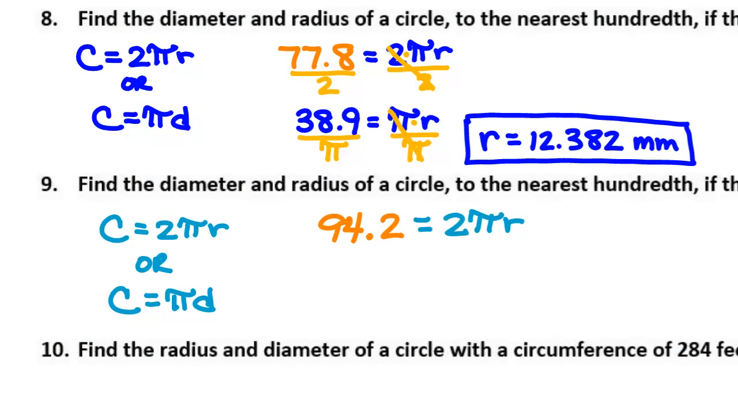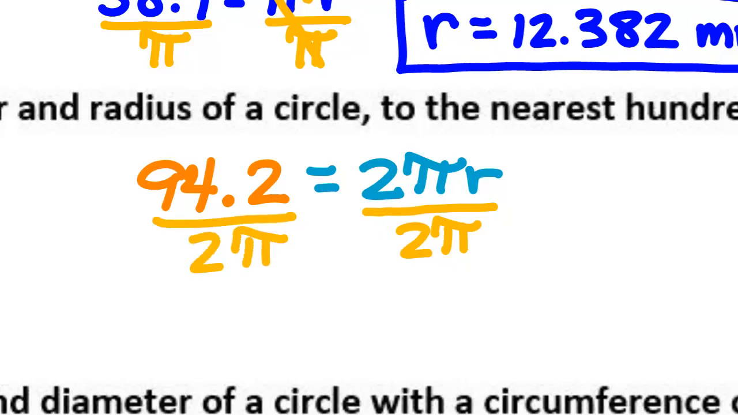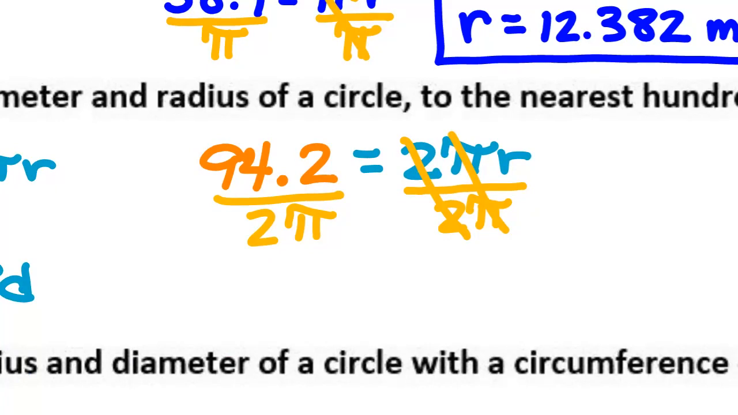So 94.2 equals 2 pi r. If you notice in the problem above, we had to divide by the 2 and we had to divide by pi. Since I'm doing the same operation twice, I can do that in one step. I can divide by 2 pi on both sides. That'll cancel my 2 out, and it'll cancel the pi out, leaving me just r. So we can do that in one step. What is 94.2 after you divide it by 2 and by pi?